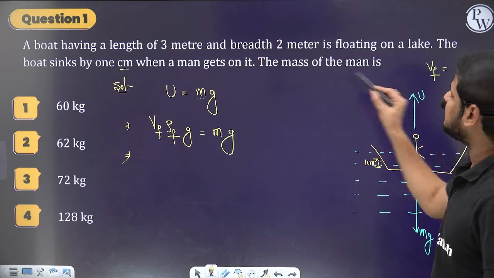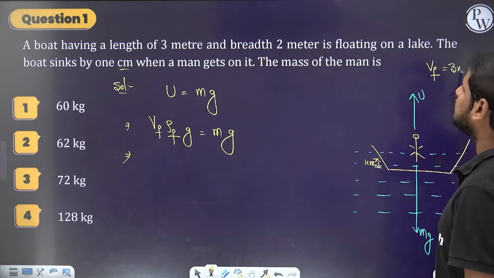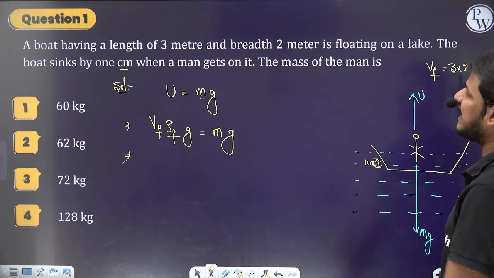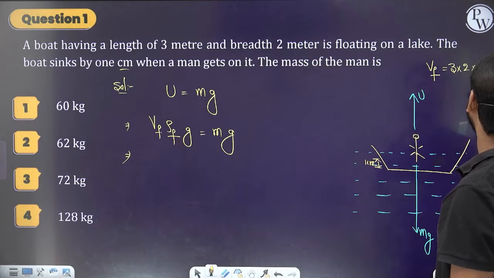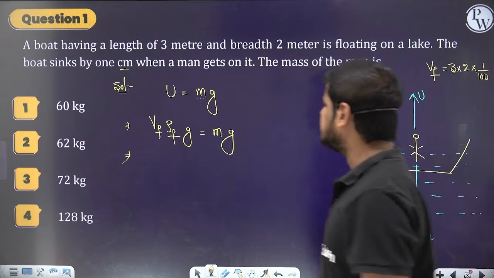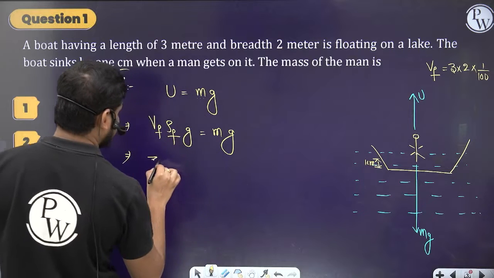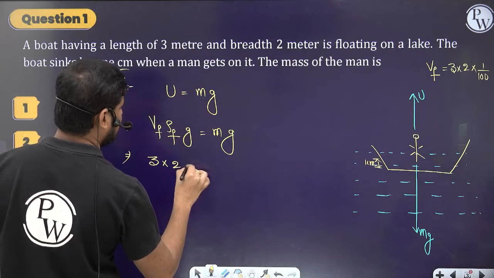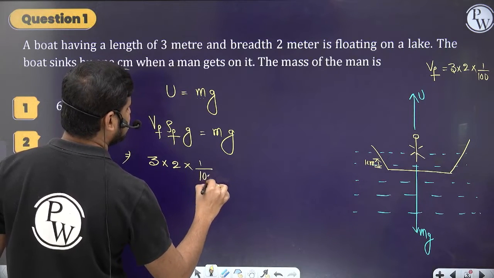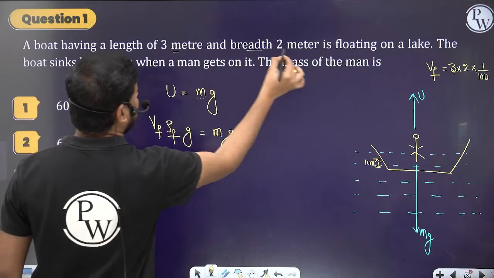So we know the length of the boat, which is 3, and we know the breadth, 2, and we know the height, which is 1 centimeter. I am writing 1 by 100. So simply substitute the values now. Here it is 3 into 2 into 1 by 100, because it is given in centimeters. These two are in meters, guys.